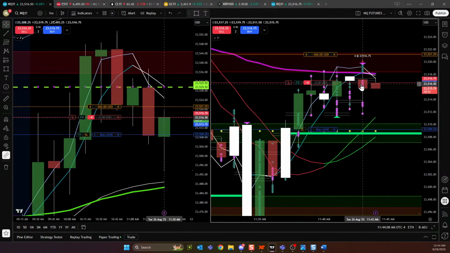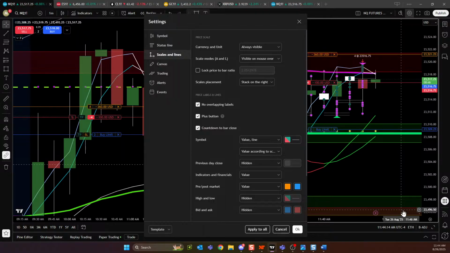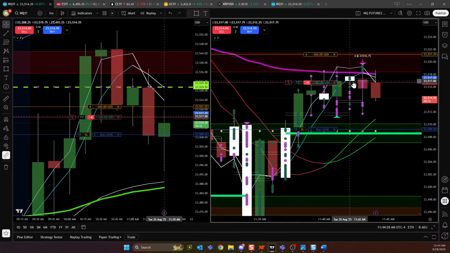It's got a corner in. That one closed below, Victor. The timer, more settings, scales and lines, countdown to bar close. Victor, I clicked it on 1 and the corner was in. That one did close below though.